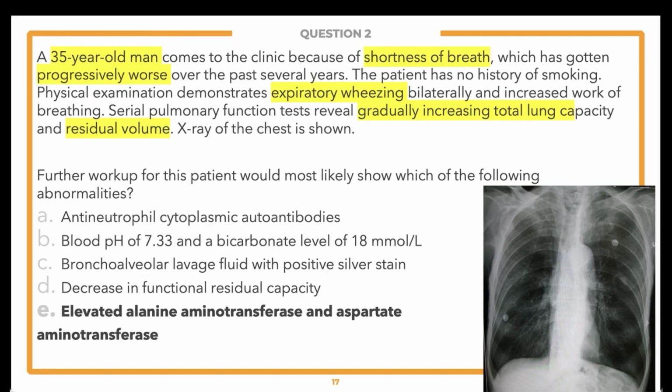I look at the options. I don't get confused by the ANCA and all these things. Oh, elevated AST, ALT. I know that the liver also gets affected when I mess with alpha-1 antitrypsin deficiency. Let's look at the other options here. Now, a lot of you guys got stuck on some of the other ones here.